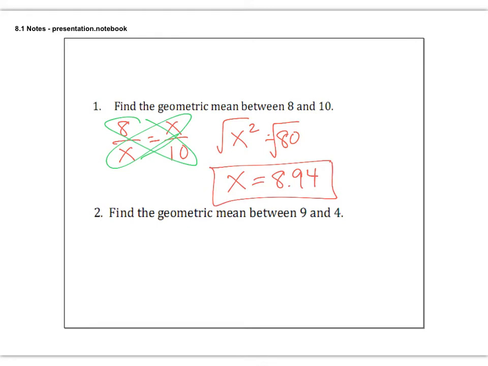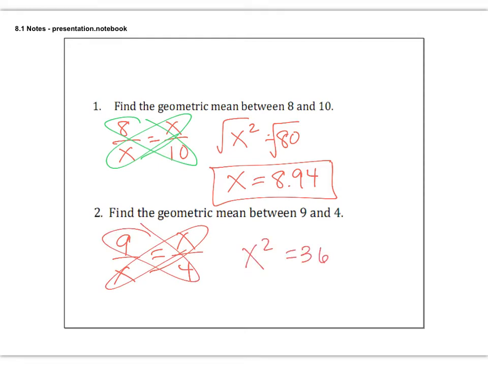Now you try the next one. Try to find the geometric mean between 9 and 4. I'll put my answer up in a minute. As you can see, the answer would be x equals 6.